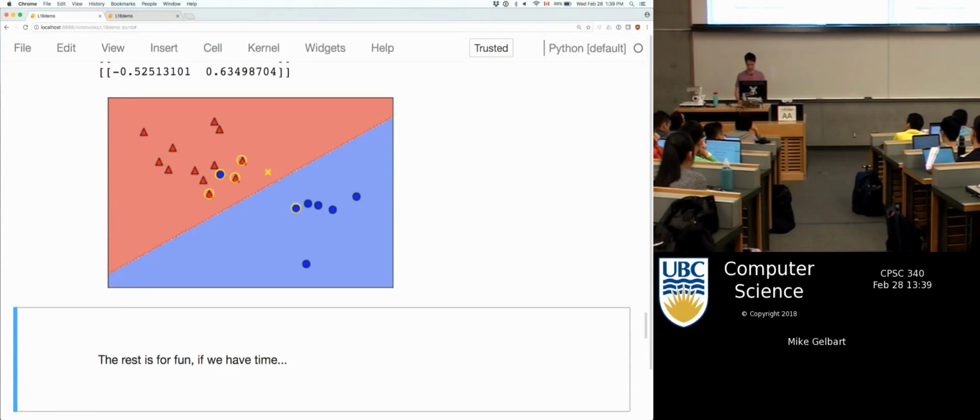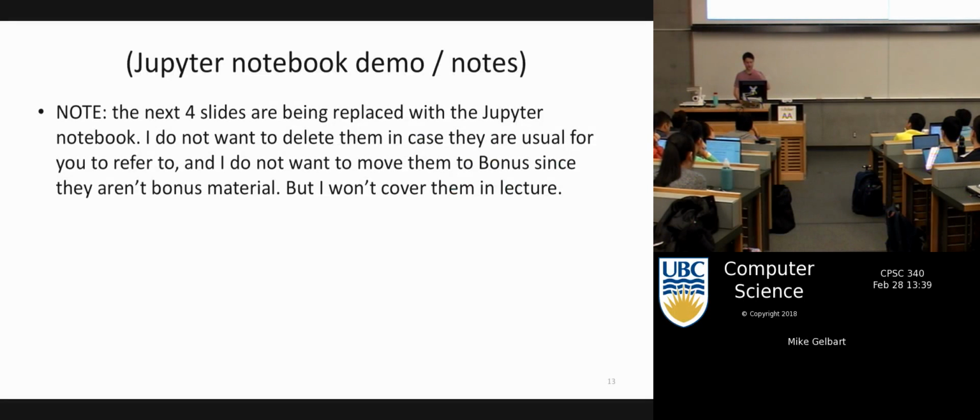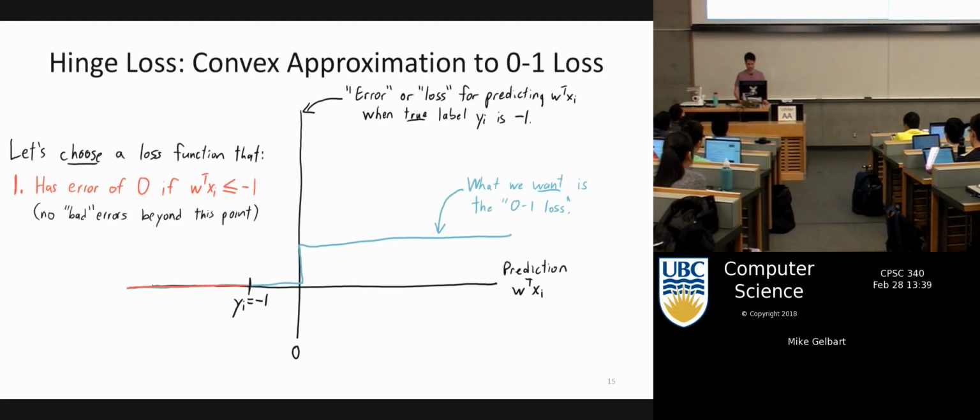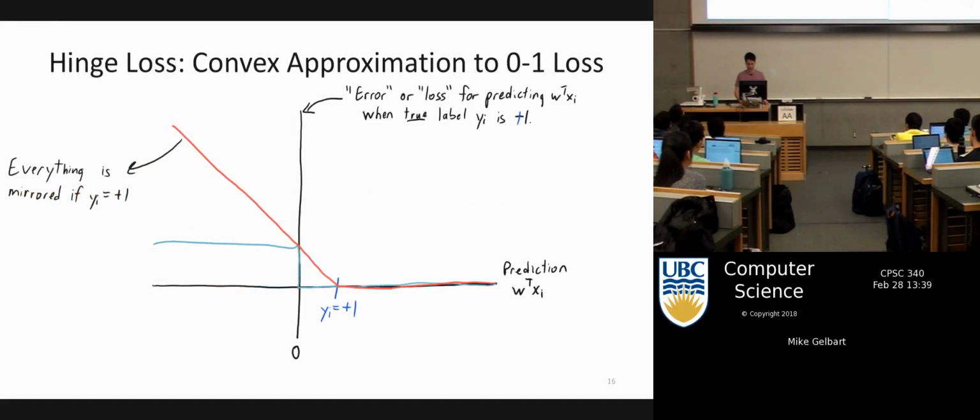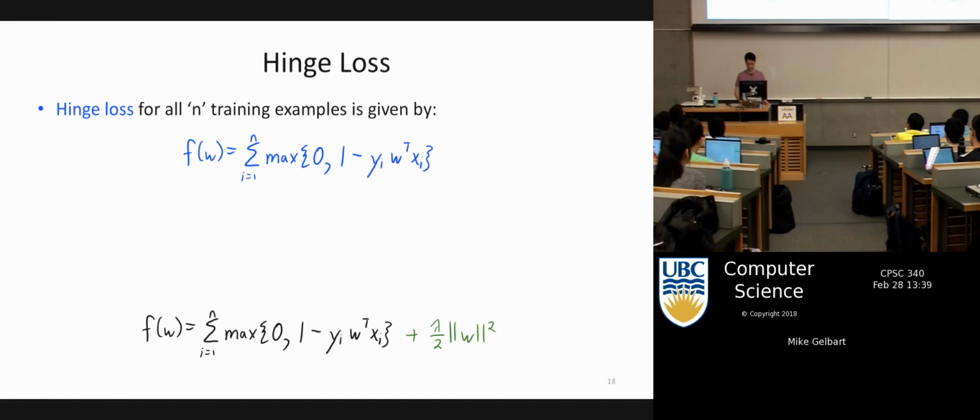Okay, well, that's not going to happen. So let's go back to the slides. So the next 4 slides, as it says here, they're just for you to refer to, but we've covered everything. And then they're just older slides that I've replaced with the notebooks.